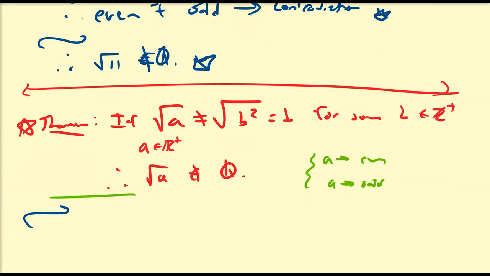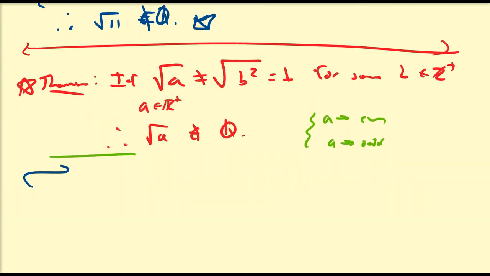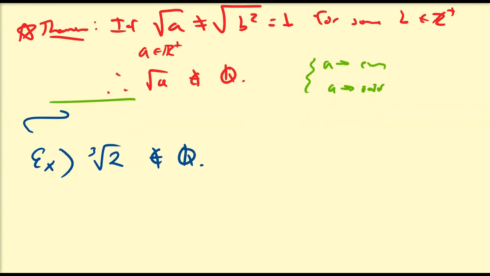All right. So now let's talk about other radicals like the cube roots, fourth roots, fifth roots, and so on. So let's try and prove that the cube root of 2 is not a rational number. So this is going to be more complicated. I don't know. We'll see.